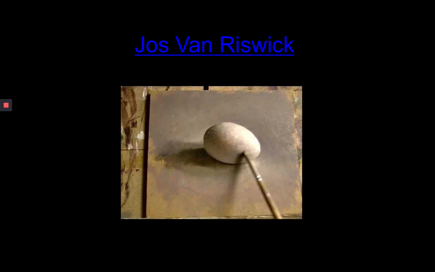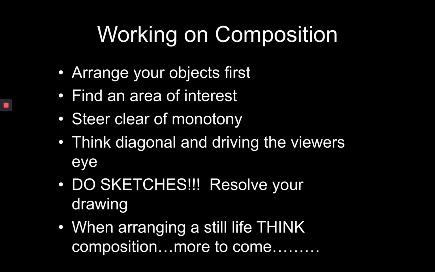Jos van Ryswyk, the painting of an egg. You'll notice that you can't see a hand with the brush. So here's what you want to think about. We're starting to talk about composition.